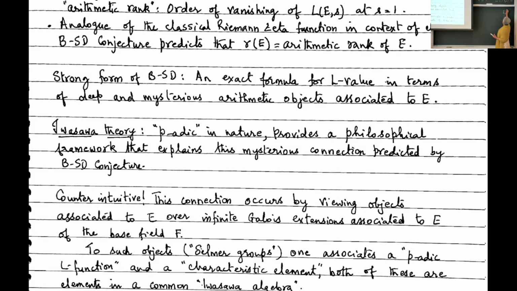And there's an object here, which I'll call X. It's really a module over a certain algebra. I'll define all that. And then this has two faces. There's one which is called the p-adic L function. This is a function in a p-adic variable, so you can think of it as varying over Zp, for instance.